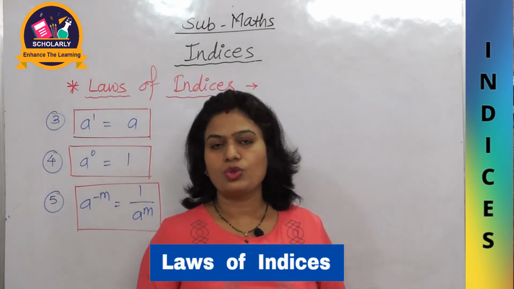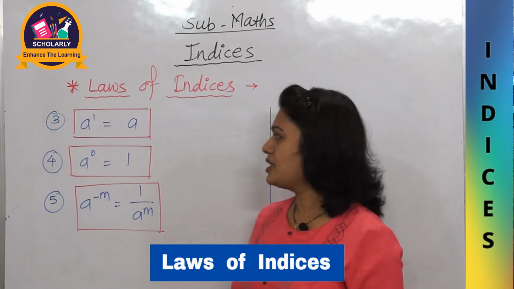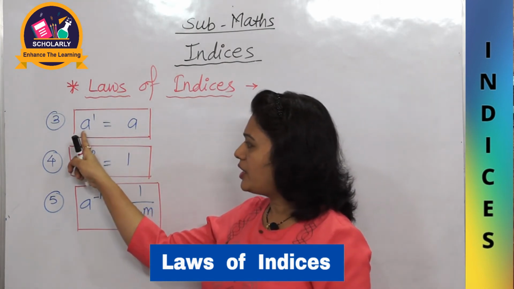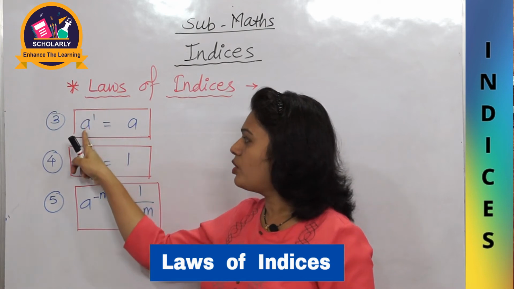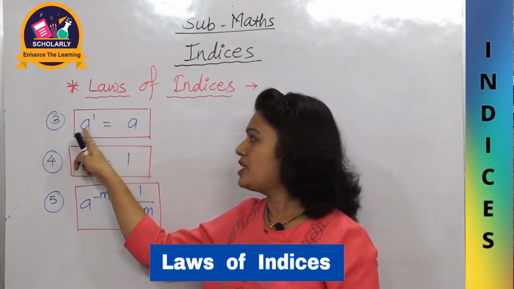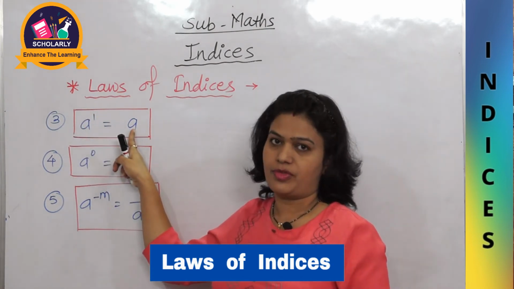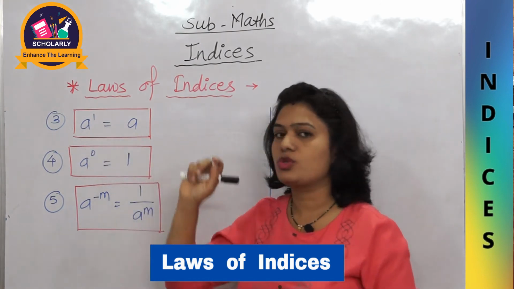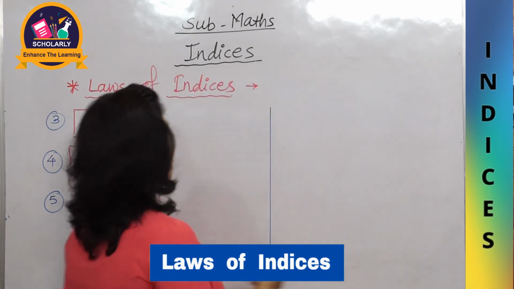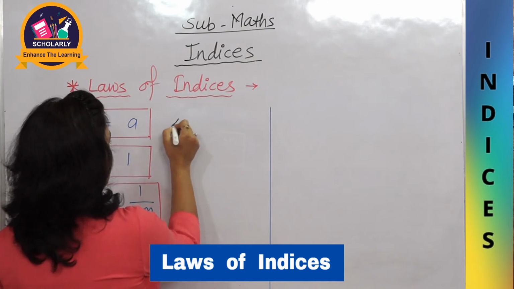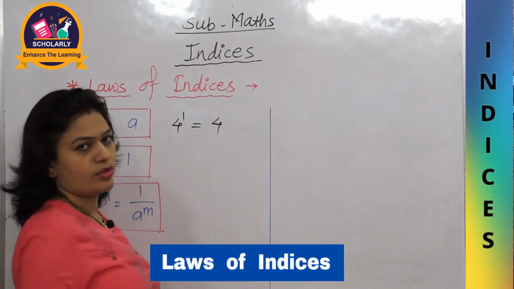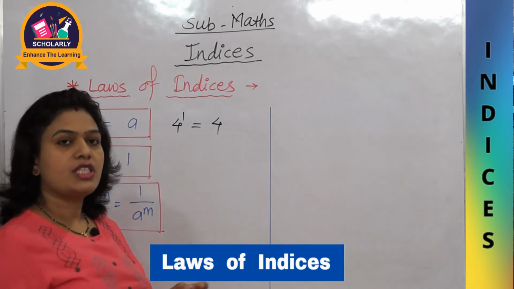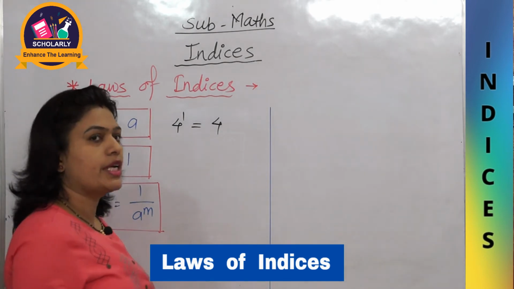The third rule or third law of indices is any number a having power 1 or the first power of any number is the number itself. That is a raised to 1 equals a. For example, suppose the given number is 4. 4 raised to 1 equals 4. That is the first power. First power of any number is the number itself.